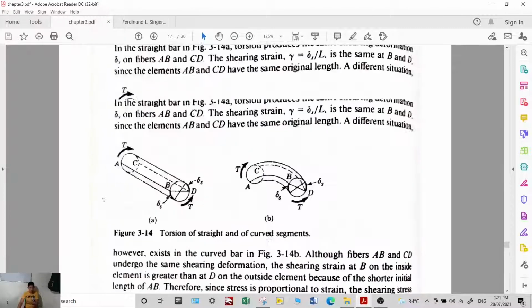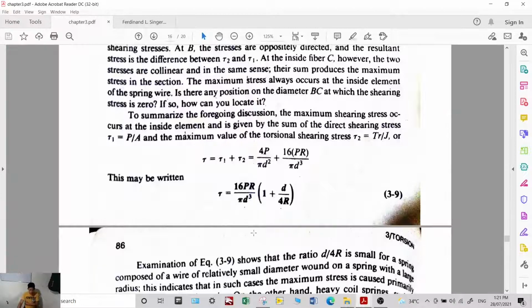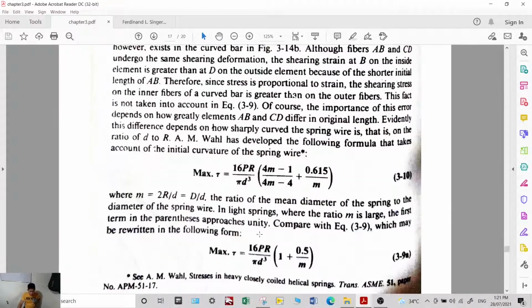Okay, so that is the modified equation. So, sa gidugang, you have this one. The maximum tau is 16 PR over pi d cube times the quantity of (4m minus 1 over 4m minus 4) plus 0.615 over m, where m is the ratio of the diameter, D over small d.